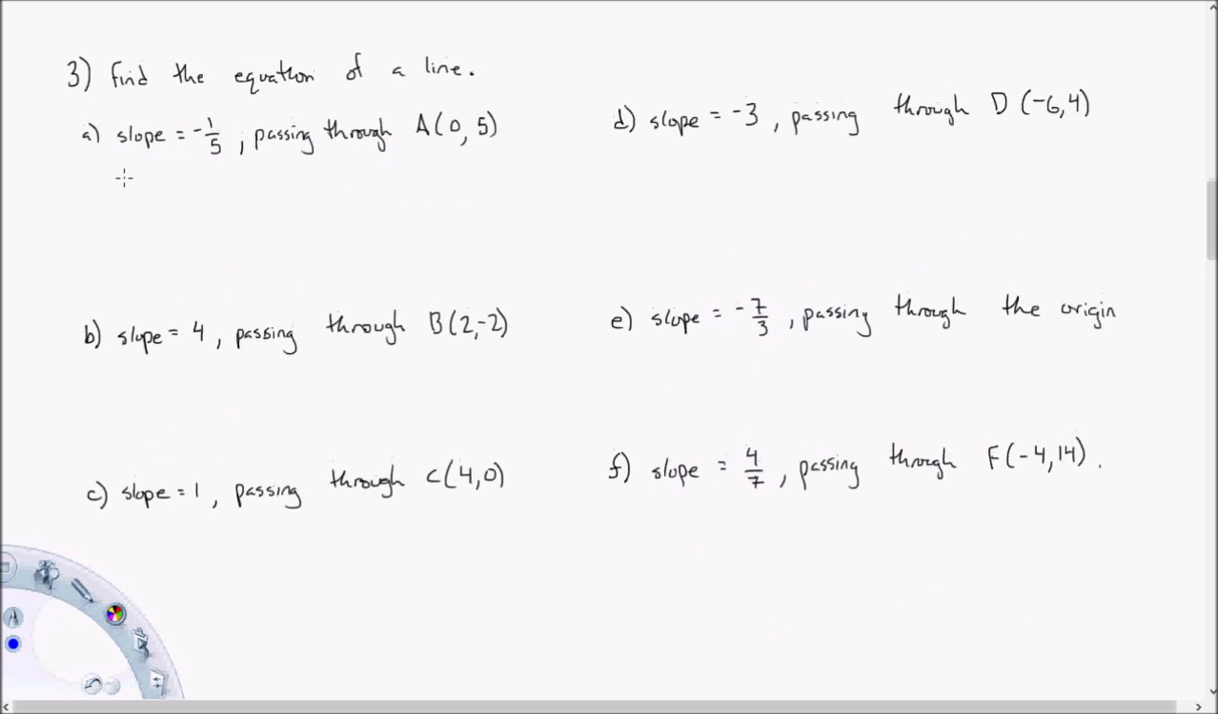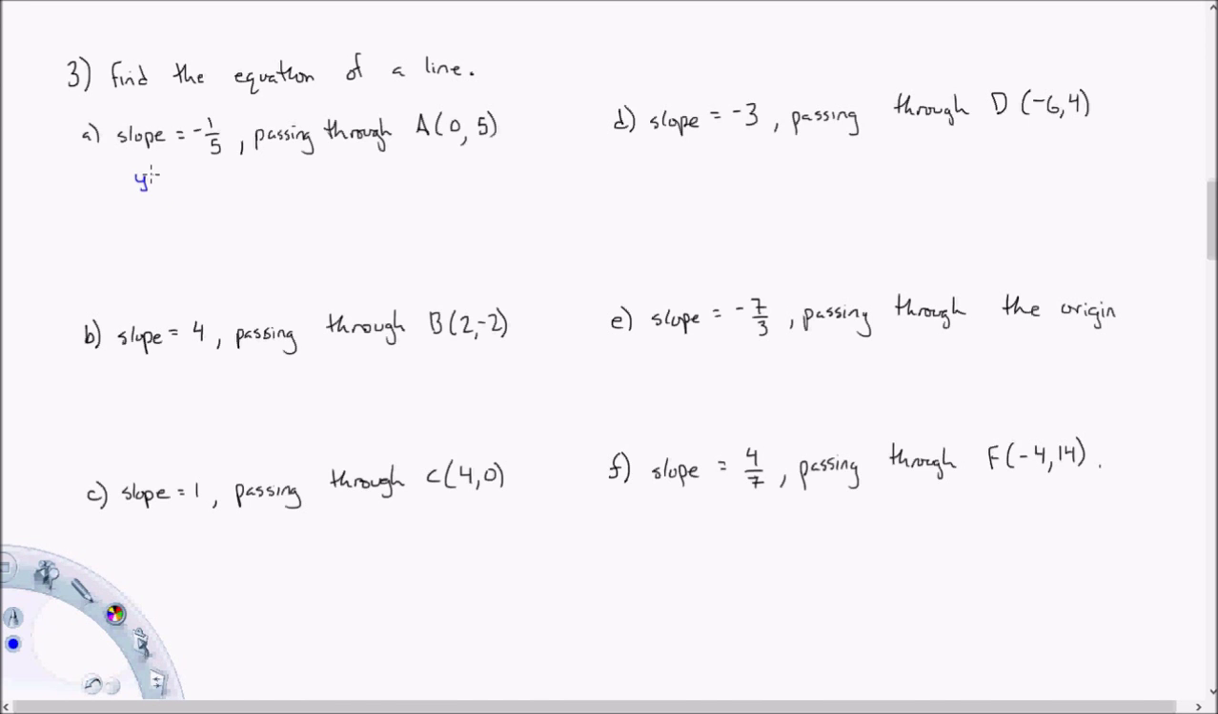Question 3, and this is the last question for the video. Don't forget to pause the video, try the questions on your own, and then unpause the video and see how you did. Alright, so 3 says find the equation of a line with, part A says, with slope negative 1/5 and passes through this data point.